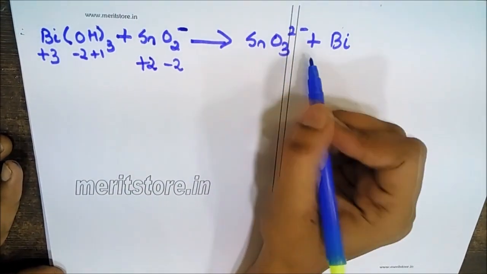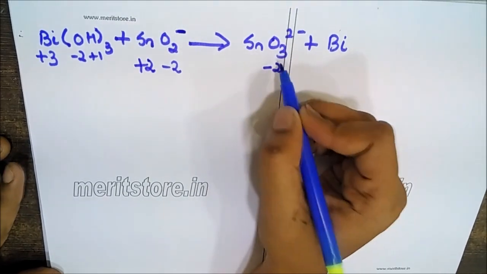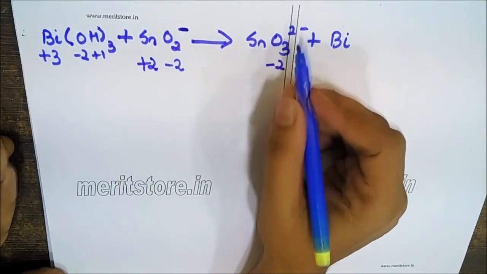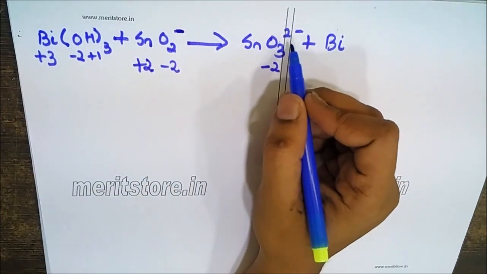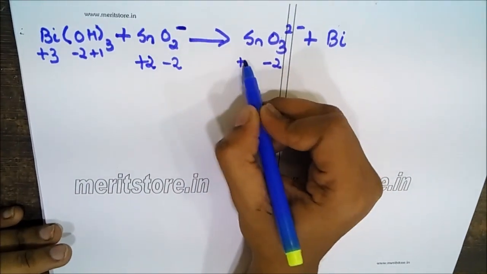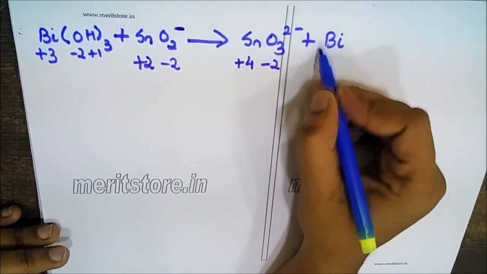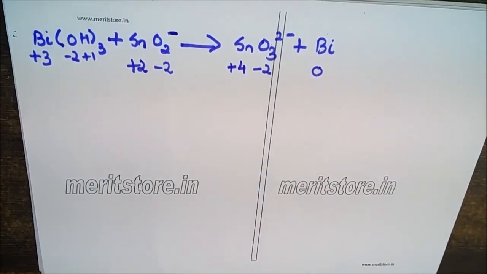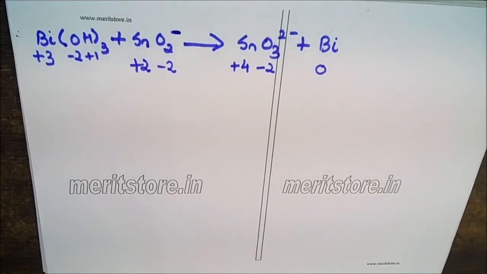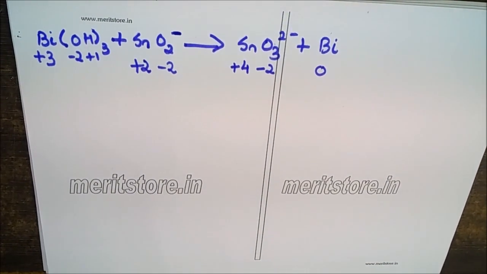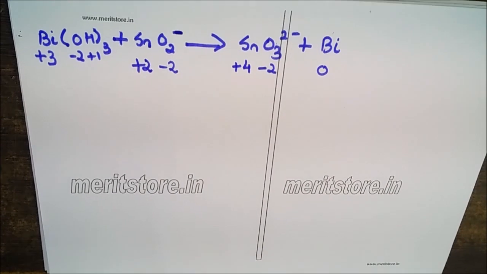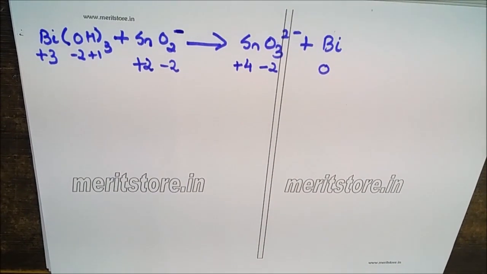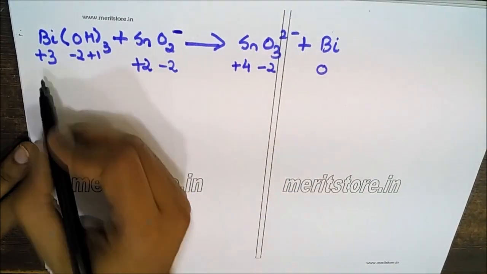Alright. Next. Look here. Oxygen is having minus 2. 3 2s are 6, minus 6. Out of this minus 6, we want 2 to remain. That means we have to nullify 4. So this is becoming plus 4, and any atom in a free or uncombined state has an oxidation number of 0. Now we need to identify which atoms have undergone oxidation and which atoms have undergone reduction, because we need to separate the two half reactions. So let's do that. Let's look at Bi.